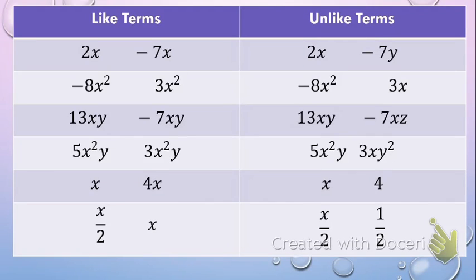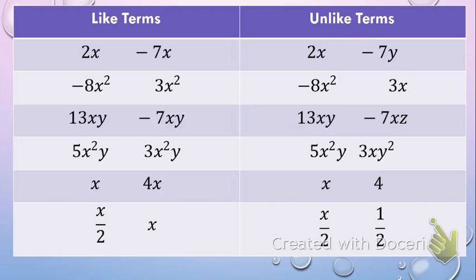Okay, just to refresh on like terms from year 7 and 8. Like terms contain the same variables raised to the same power. Only the coefficients can be different. When we talk about the variables being the same, they have to be identical, so they have to be to the same power. Okay, so let's have a look at a few examples.